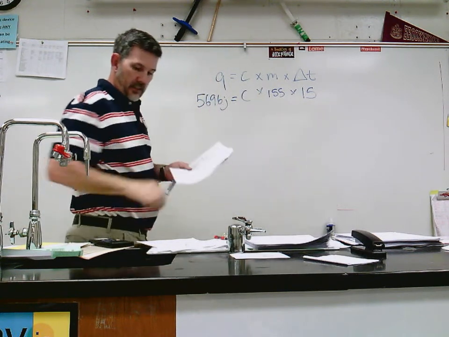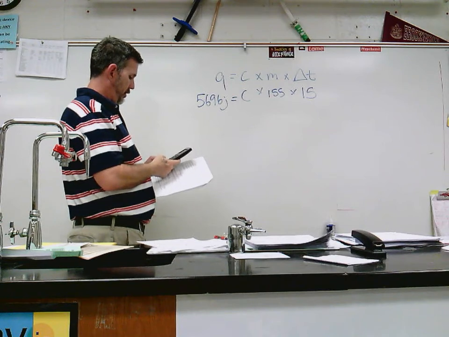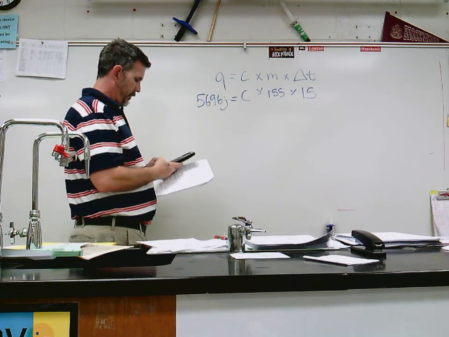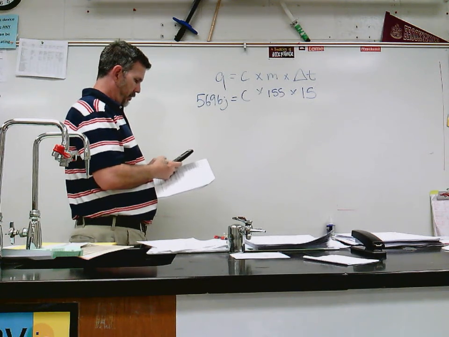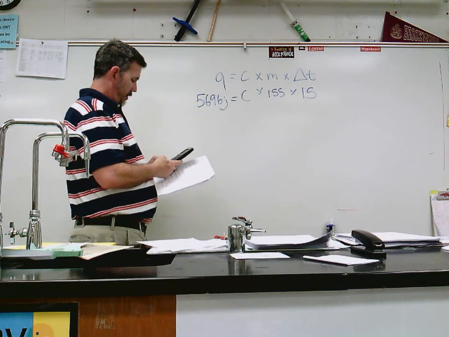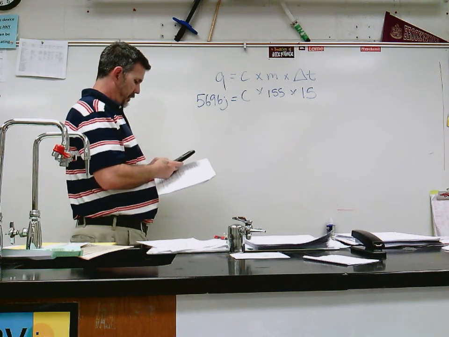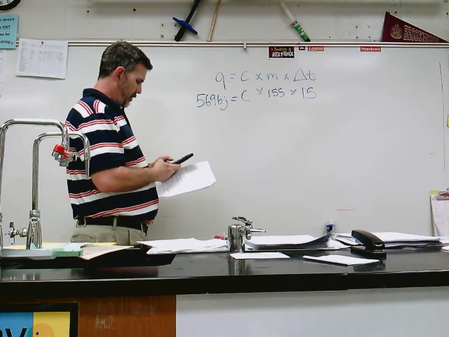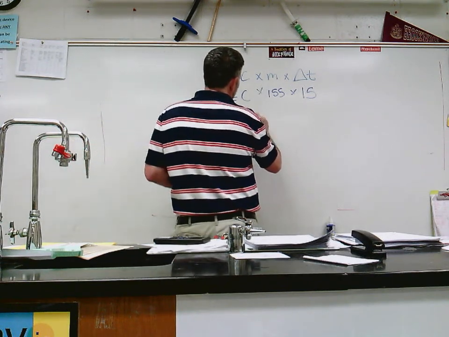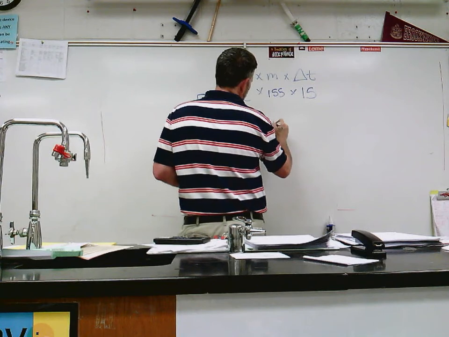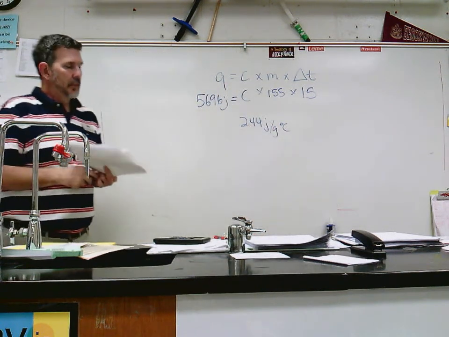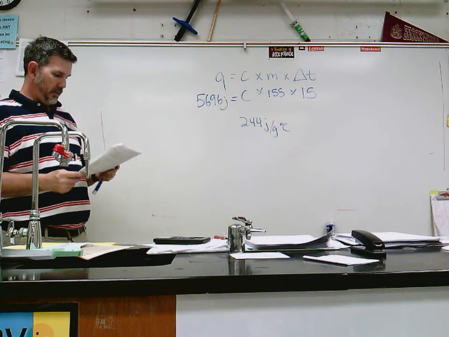Okay. So 155 times 15, enter. Then 5,696 divided by second answer, enter. Looks like 2.44 joules per gram per degree centigrade. That is my answer for number 63.